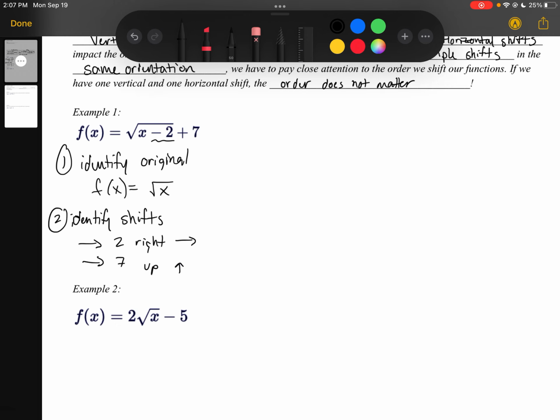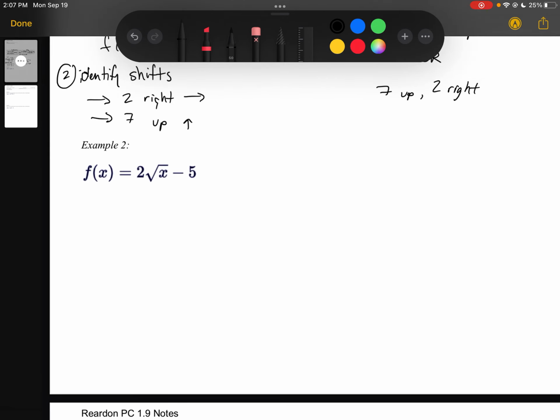So 2 to the right and up by 7, what we can see here is we have shifts of different orientations. So one is left, right, one is up, down. So because of that, the order actually doesn't matter here. We are allowed to go in any order that we like because they are shifts of different orientation. So any order is fine. So you can say 2 to the right first, 7 up second, or you can also say 7 up, 2 to the right. Both of those are the same thing because we're going in different directions. So that is totally fine. So the first one is a nice example of if we pay close attention, we see that we're going in different directions, we're going to be totally fine.